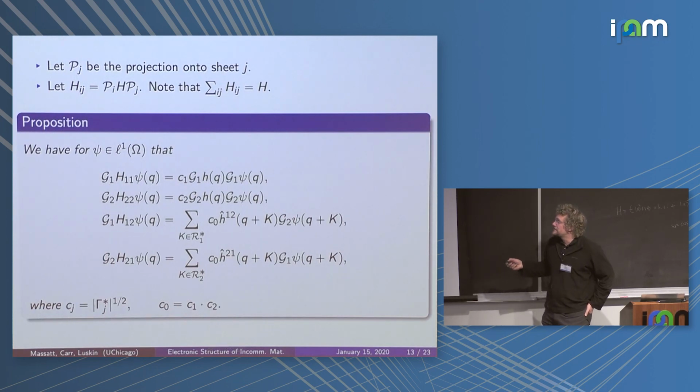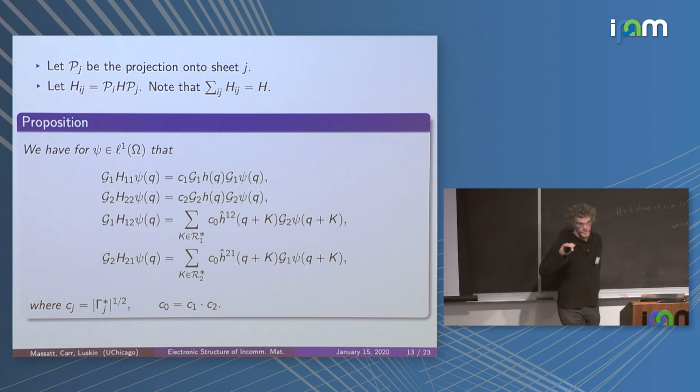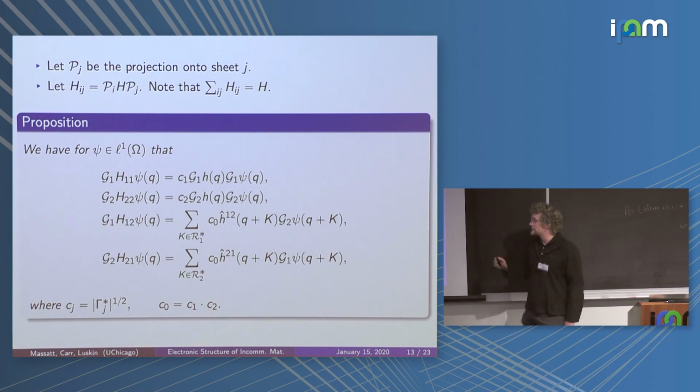OK, so here I'm just going to let Pj be the projection onto sheet j, and I'm going to have Hij be the part of H that only describes the coupling of sheet i to sheet j. And what we find is we can Bloch transform our system by looking at each of these components. So here it's just homogeneous bilayer. There is no relaxation right now. I'm going to keep it simple and do homogeneous bilayer first. Here we just have standard Bloch theory.